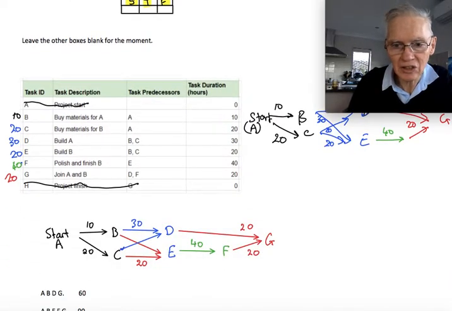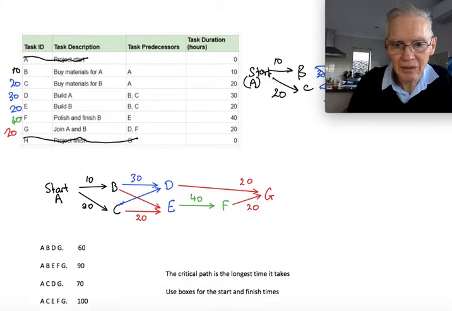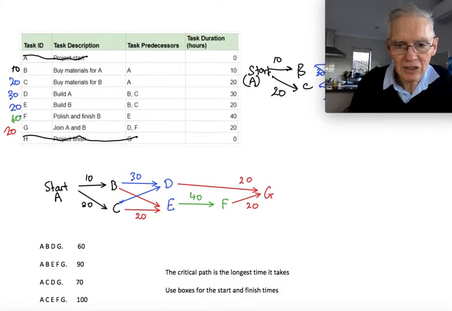Now I've done a nice neat diagram over here to show it. Then we look at all the pathways. If you take the top pathway, 10, 30, 20, that gives us a pathway of 60. If you start with A, B, E, F, G, that's going to take 90. A, C, D, G, it's going to take 70. And so 100 is the longest path, where it goes A, C, E, F, G. Adding all those numbers up gives you 100.